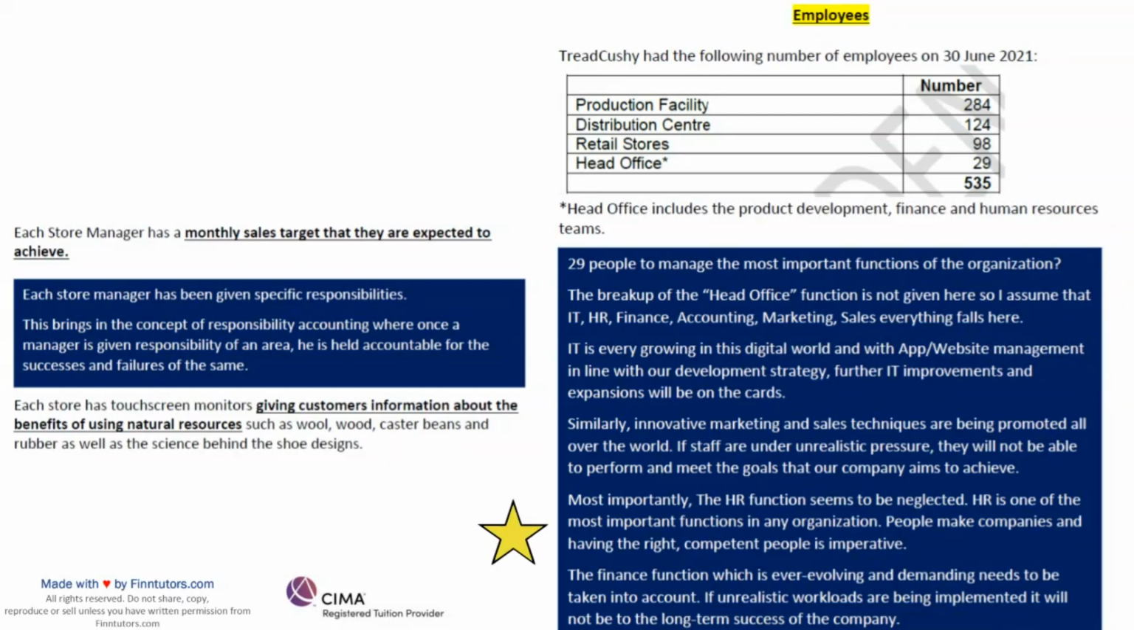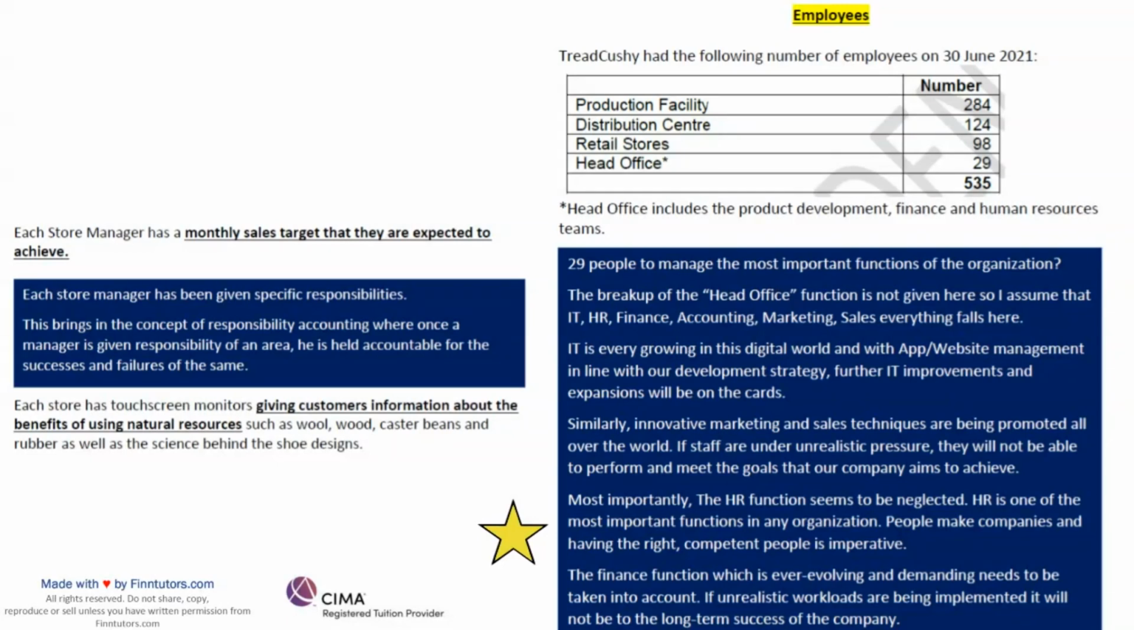So my question is, only 29 people are here to manage the most important function of the organization, which is the strategy, the day-to-day running, the management of the organization. The breakup of the head office function is not given here. So we are assuming that IT, HR, finance, accounting, marketing, sales, everything falls under this, right?